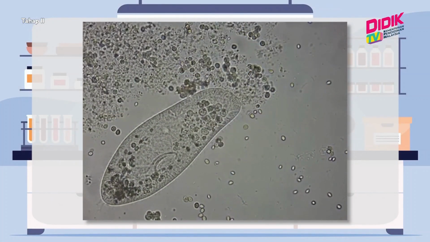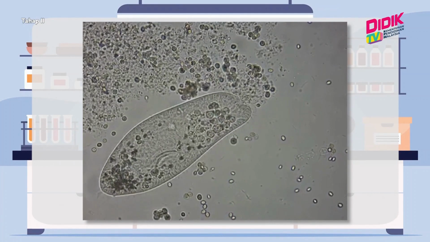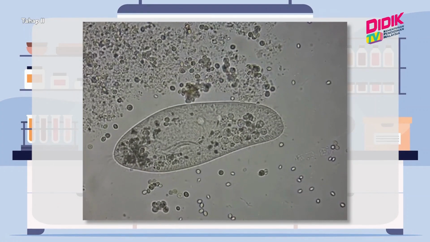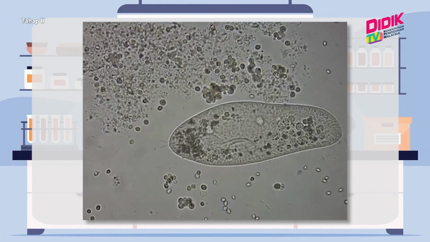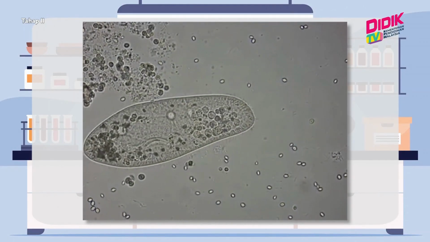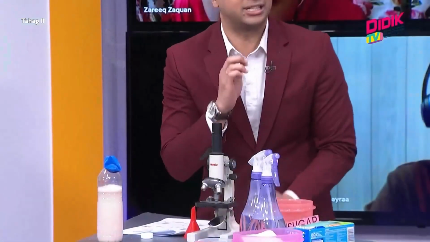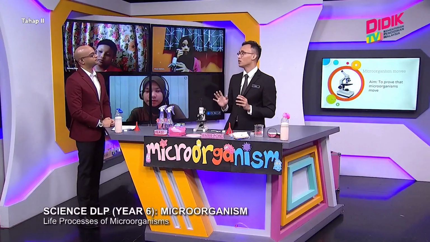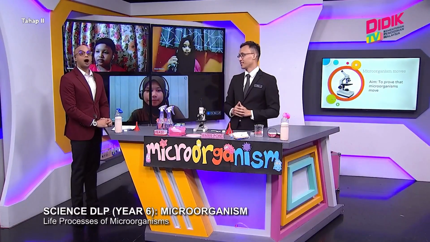Oh, I think I can see something moving. Yes, that is actually the paramecium. The paramecium is moving slowly, looking for food. Ooh, but it doesn't eat humans, right? Nah, it's too small. Alright. So from this experiment, we can conclude that microorganisms move.